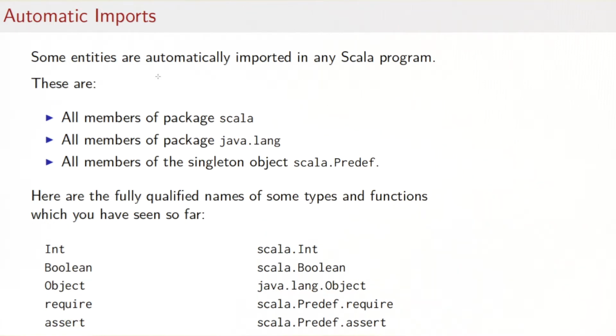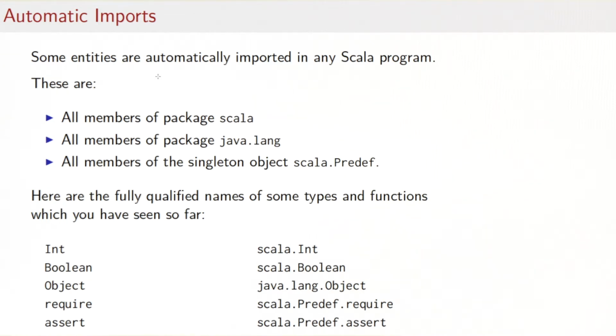The same holds for the types Int and Boolean that you've used before. So these are actually defined in the scala package, and their fully qualified names are scala.Int and scala.Boolean, whereas the name Object that we've been using actually comes from the Java universe, in which essentially the Scala universe is embedded.